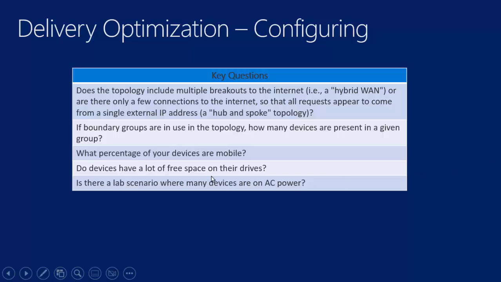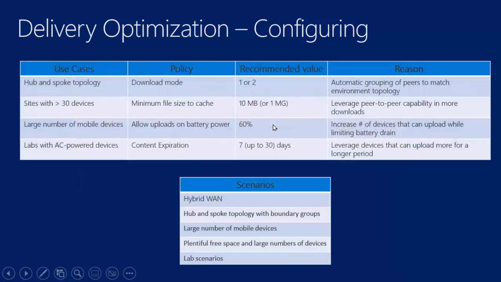Do devices have lots of free disk space? If they do, maybe the group of devices with a lot of extra disk space, the caching limit, the disk space allocated to caching could be increased, right? Are there lab scenarios where you have devices on AC power, or where you have laptops that you need to control, when they participate in delivery optimization with battery percentages and so on, right? Just some things to ask and understand.